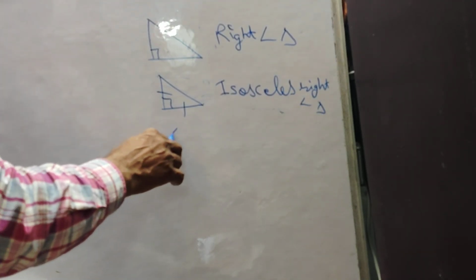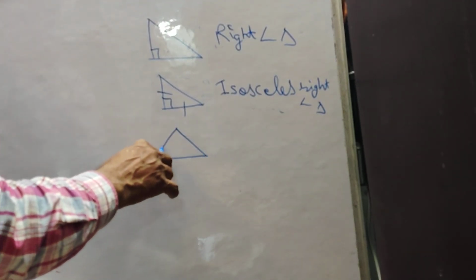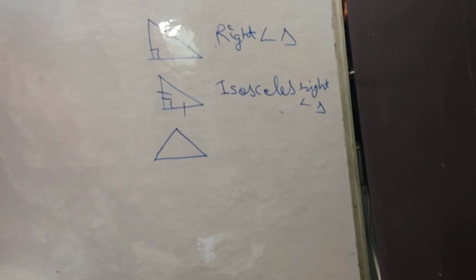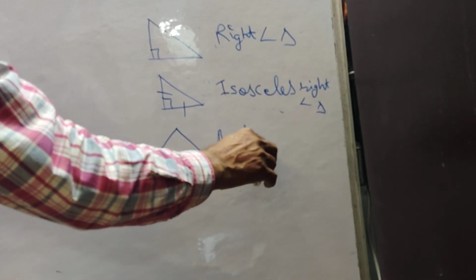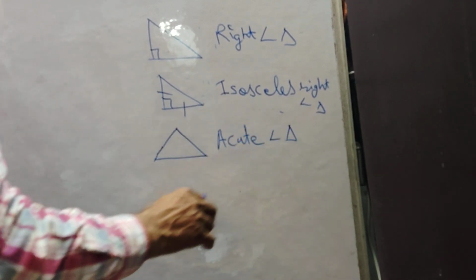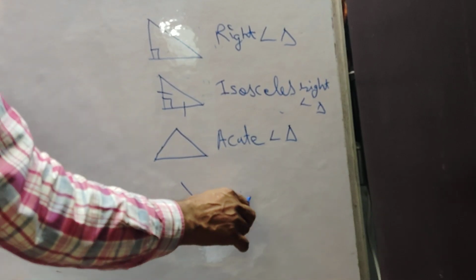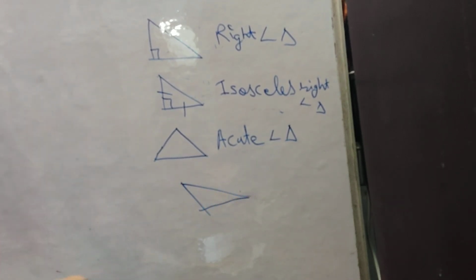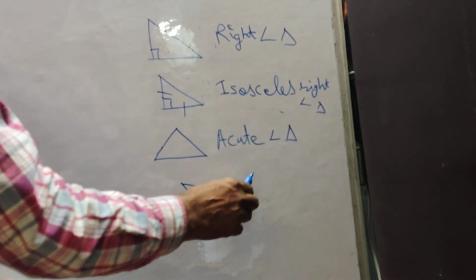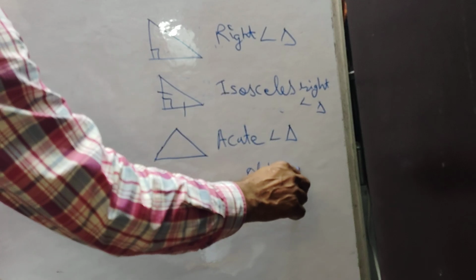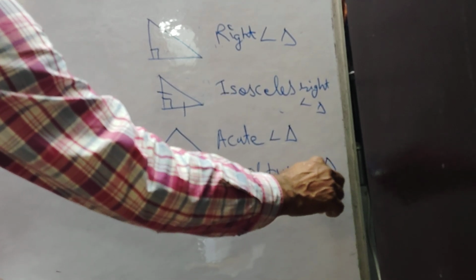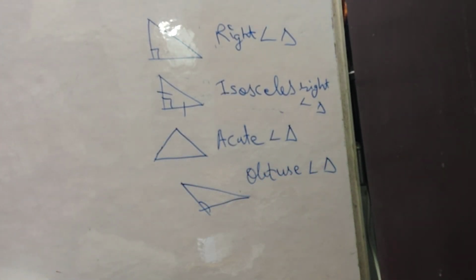Next, if all the 3 angles are less than 90 degrees, it is called acute angle triangle. If any one of the angles of the triangle is more than 90 degrees, it means obtuse angle. Here is the obtuse angle, so it is called obtuse angle triangle. 3 types of triangle according to angle are there.